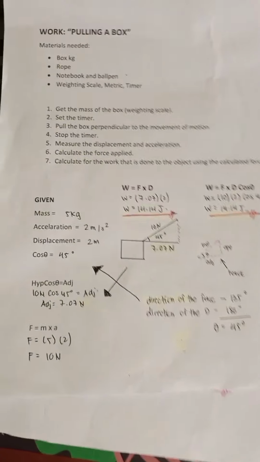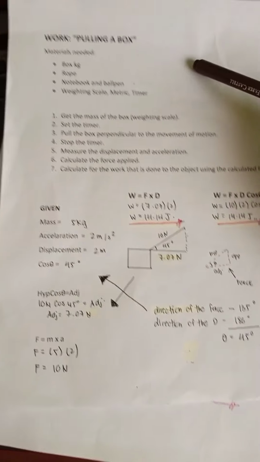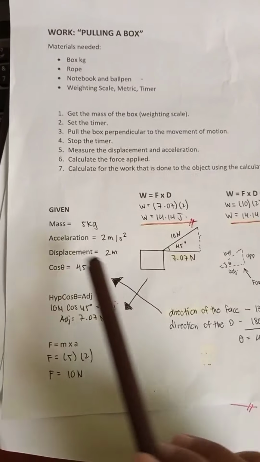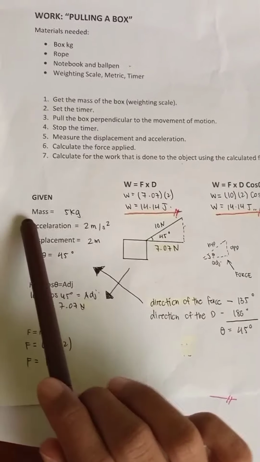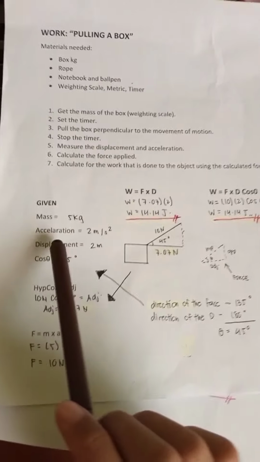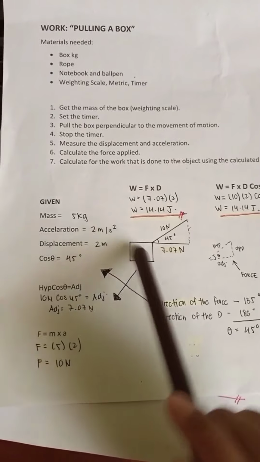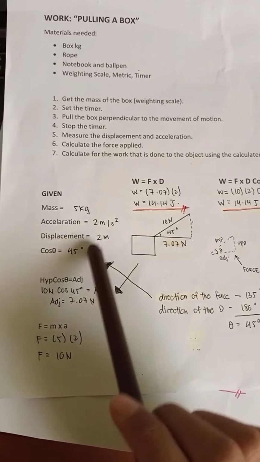So for work, I choose to pull a box for me to be able to discuss the work clearly. So these are the materials needed and the steps I followed. So these are the measured and calculated given. So yung mass ng box is 5 kg, yung acceleration is 2 meters per second squared based dun sa timer, and yung measured displacement is 2 meters.